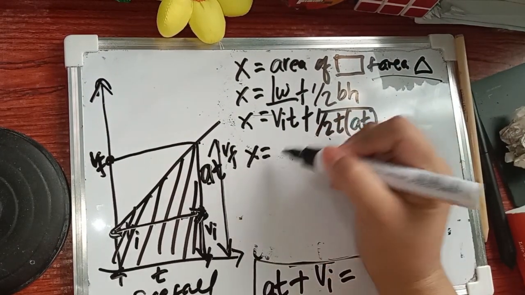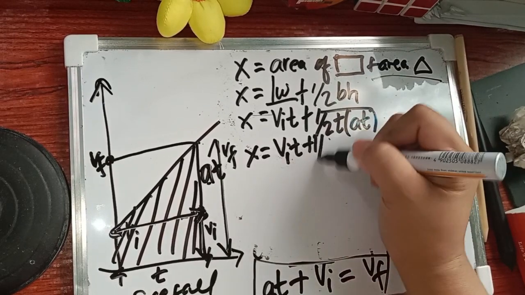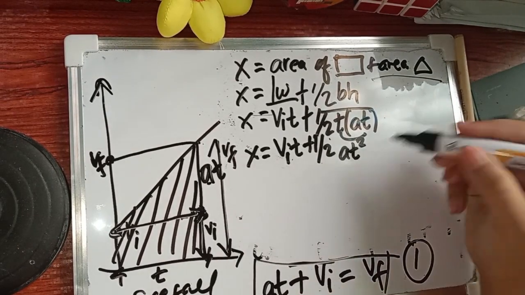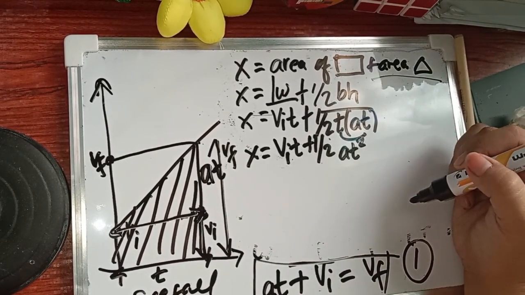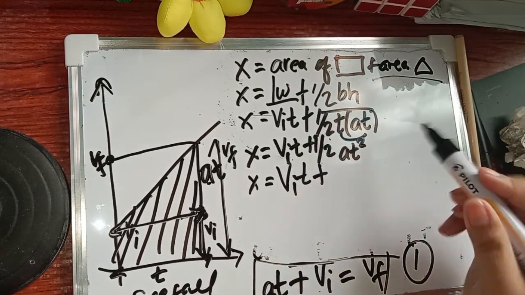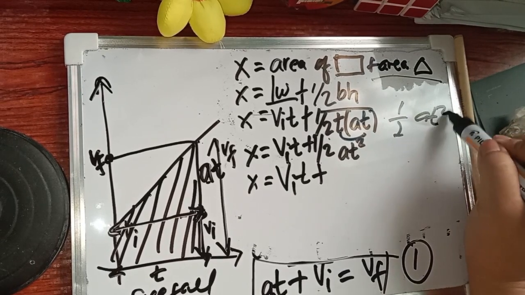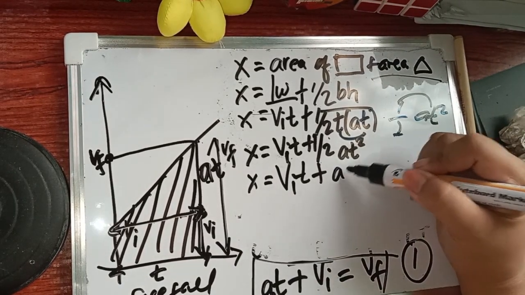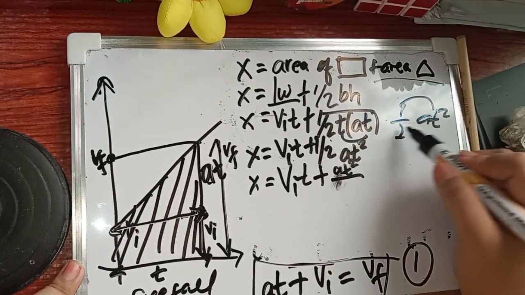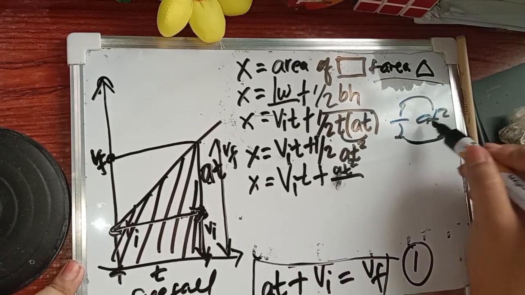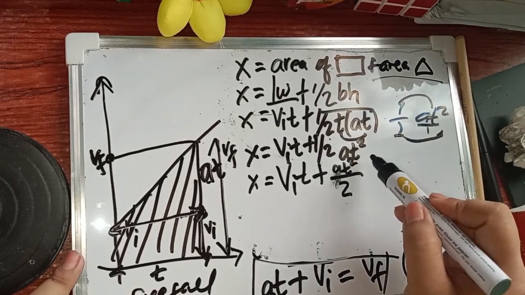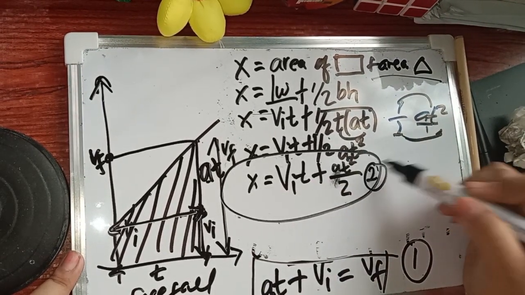And then simplify, you have v sub i t plus 1/2 t multiplied by at, that is at squared, right? At squared because t times t is t squared. Alright. And then x equals, simplify, v sub i t plus 1/2 times at squared. 1 times at squared is at squared, over 2, the imaginary denominator being 1, times 2 gives 2. So at squared over 2. This is the second equation.